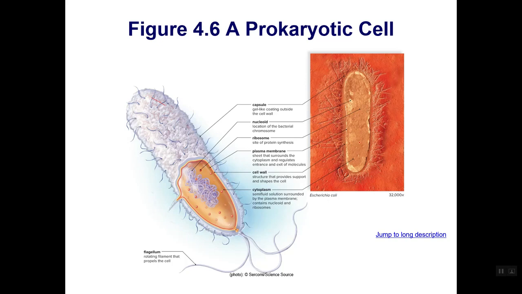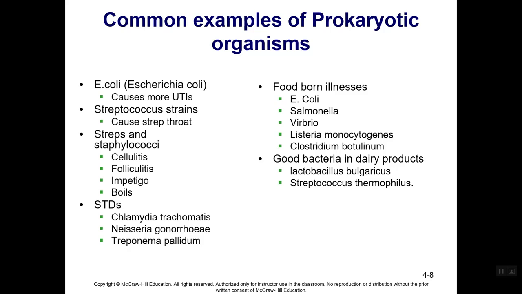This over here is a TEM image of that bacterial cell. So you can see the flagella here, all the fimbriae, and the internal contents. This is E. coli, by the way, 32,000 times magnification. So here's some common examples of prokaryotic organisms, and we just mentioned E. coli. Escherichia coli is the actual long name for that. So this one's probably pretty familiar to you.